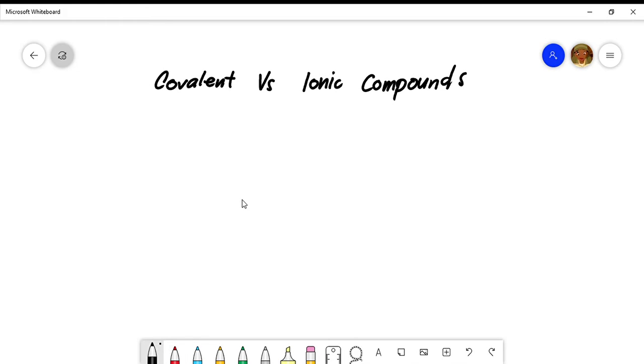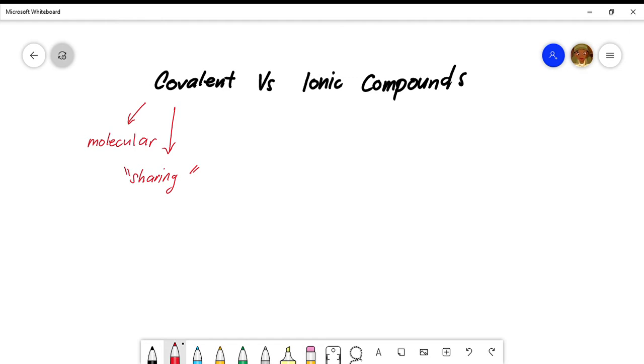So let's start with covalent. Covalent is also known as the molecular compound. Covalent compounds are pure substances formed when atoms are linked together by sharing. The word is sharing of electrons.